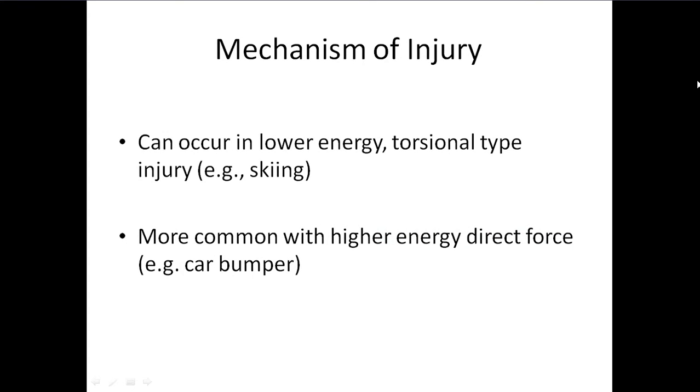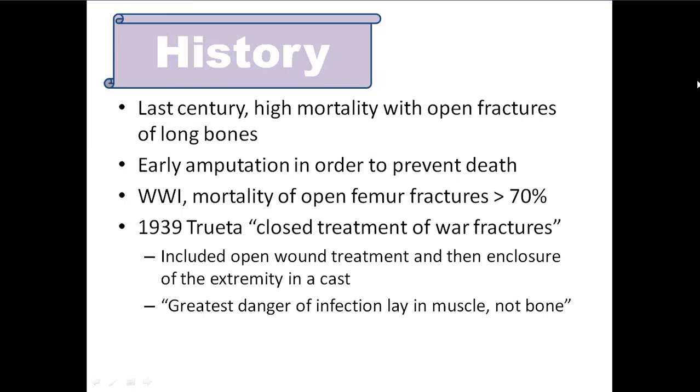What is the mechanism of injury in open fractures? It may occur in low energy, torsional type injury, but is more common with high energy injury. If a direct force impacts your tibia, for example while walking or while driving a car, then it is a high energy injury, and that leads to an open fracture. Example: car bumper injury.